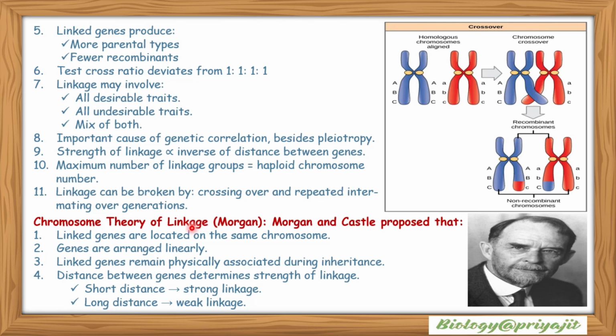Now, the chromosome theory of linkage, which was proposed by Thomas Morgan. Morgan and Castle jointly proposed that linked genes are located on the same chromosome. Genes are arranged linearly, and linked genes remain physically associated during the inheritance process. The distance between genes determines the strength of linkage. Short distance indicates strong linkage and long distance indicates weak linkage.